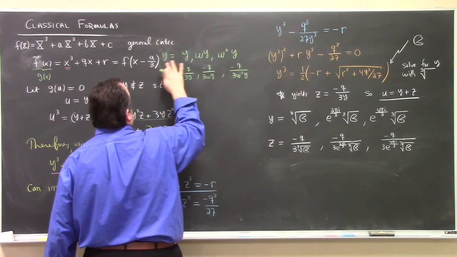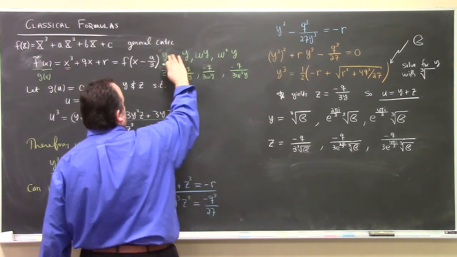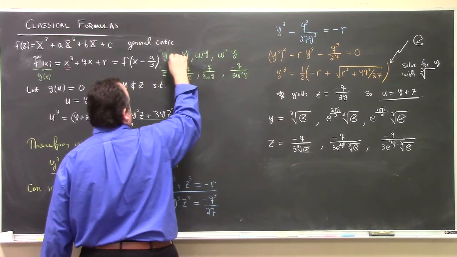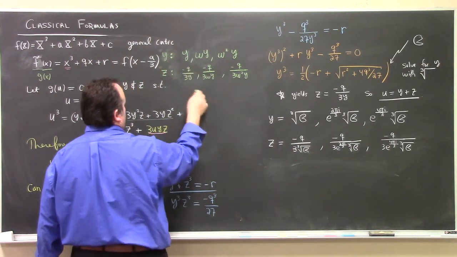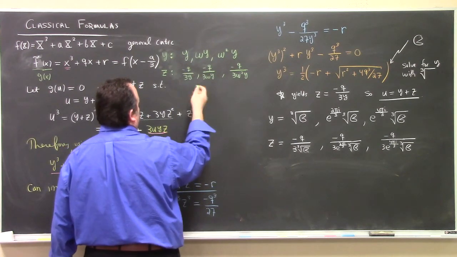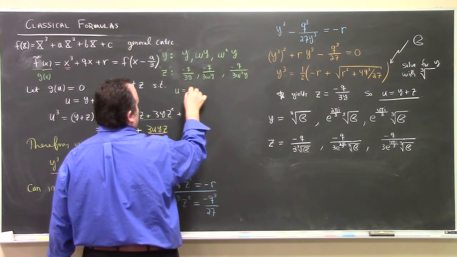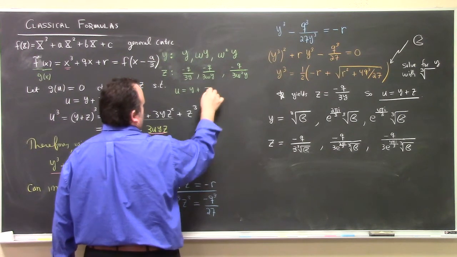Say z is... let me get rid of the quotes here. So your choices, let me put it this way. Your choices for y are this, this, and this. The first one is just notation. I'm so sorry. So u equals y plus z is the first one, okay?